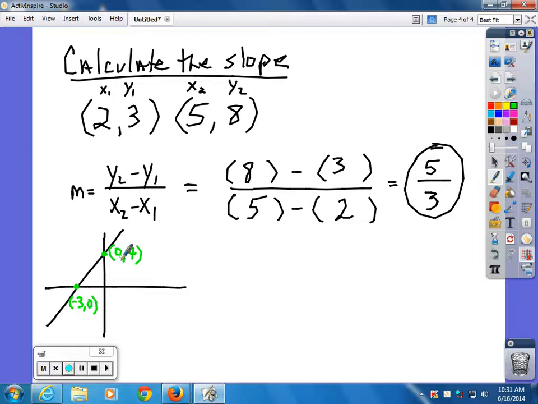Another way that I could give you is I could give you a graph, and then what?